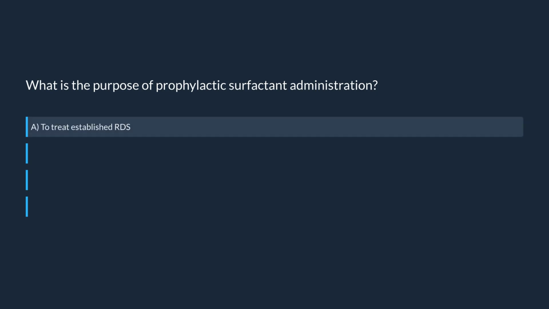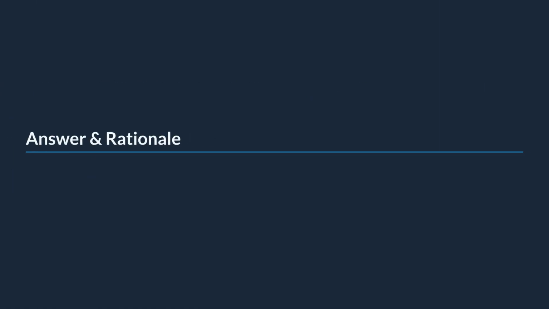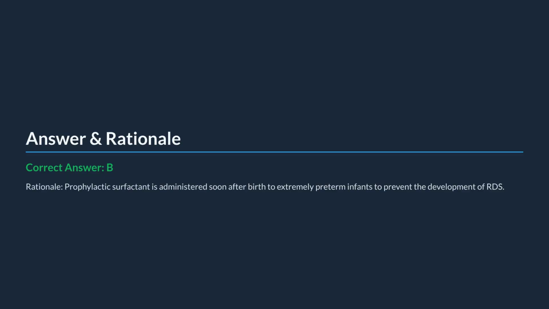What is the purpose of prophylactic surfactant administration? Is it to treat established RDS, prevent RDS in high-risk preterm infants, reduce lung fluid, or stop heart failure? The correct answer is B. Prophylactic surfactant is administered soon after birth to extremely preterm infants to prevent the development of RDS.